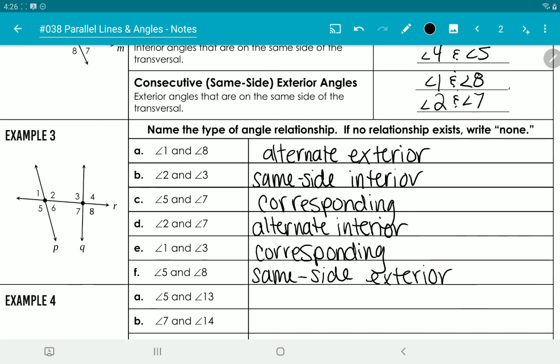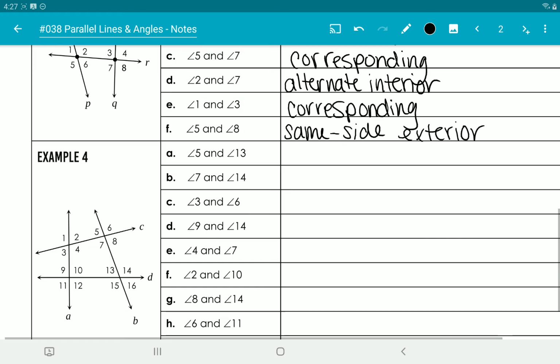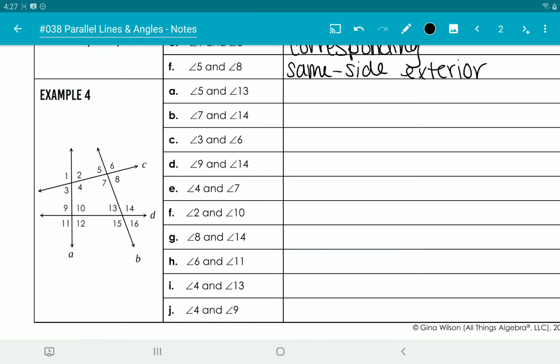So just go through, see if they're on the same side or they're alternate, see if they're interior or exterior. If they're both not interior or both not exterior, say they have one interior, one exterior, or something like that, check if they're corresponding. If they're not corresponding, then it's none. Okay? So now we'll go through example 4.